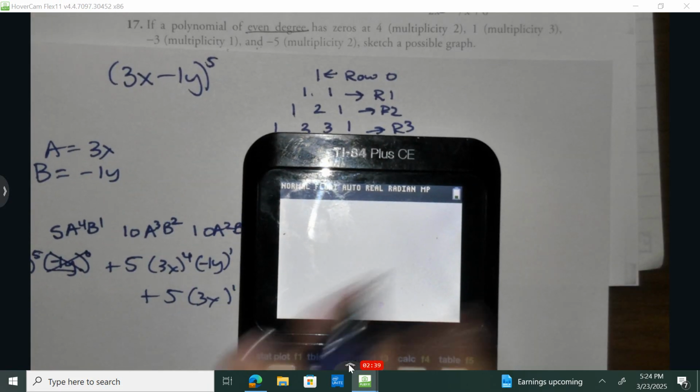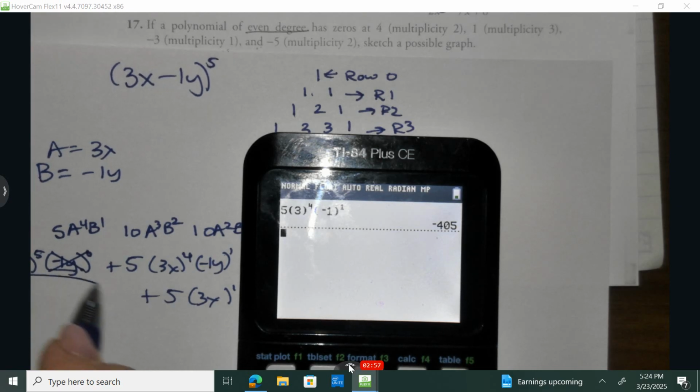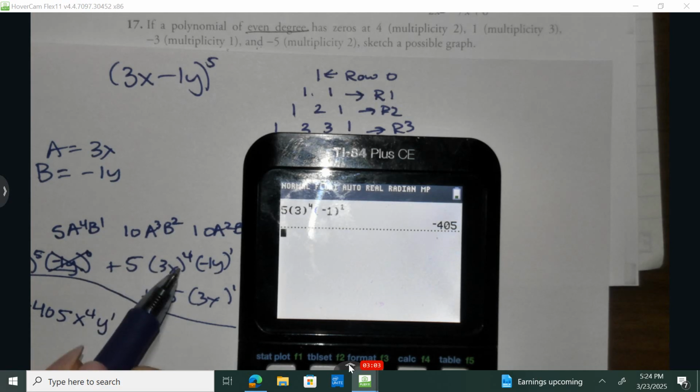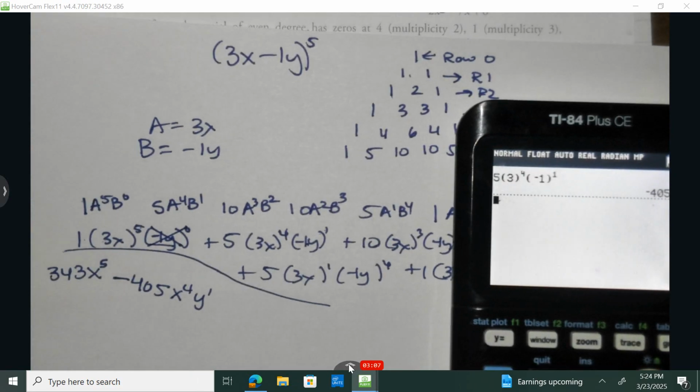Let's go on to the second term. So the second term, I need to take 5 times 3 to the 4th times negative 1. So I'm working on just the coefficients here raised to the 1st. So 5 times 3 to the 4th times negative 1 to the 1st. Make sure I'm using parentheses. So right now I have, I should have given myself a little more room here. Minus 405, and I have x to the 4th and y to the 1st. Let's go on to the next term.